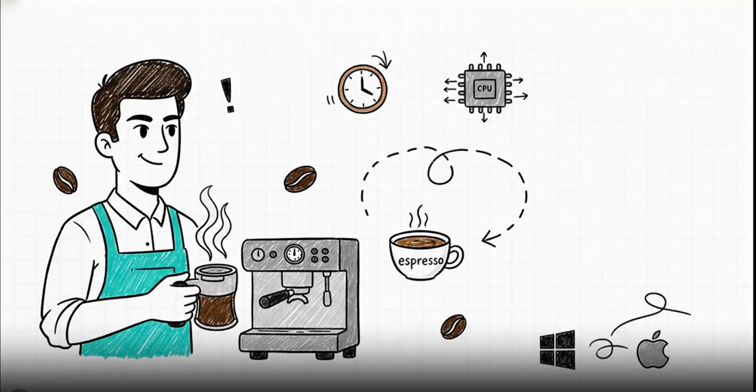And then there's the other side of the coin, preemptive scheduling. Here, our barista can be interrupted. They might be halfway through that complicated latte when a new high-priority customer comes in needing a quick espresso. The barista can actually pause the latte, pour that espresso, and then come right back to the first order. And this, by the way, is how modern systems like Windows and macOS actually work.